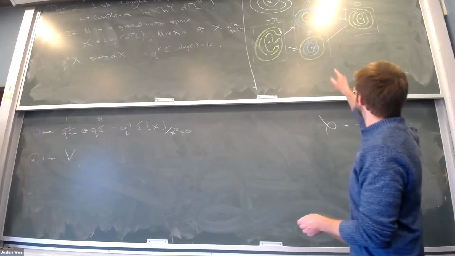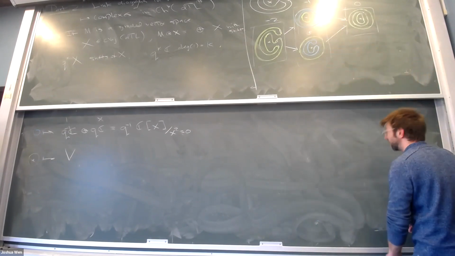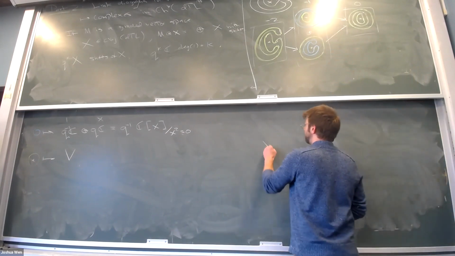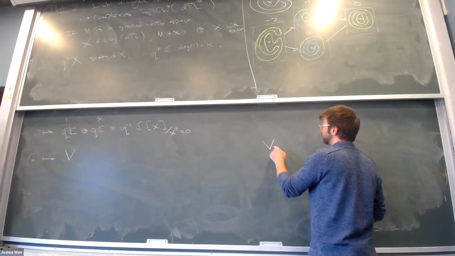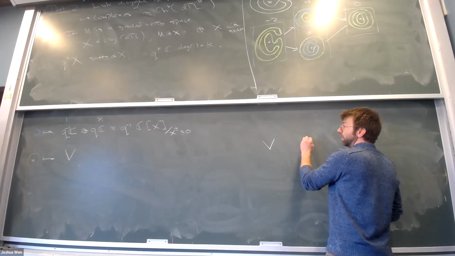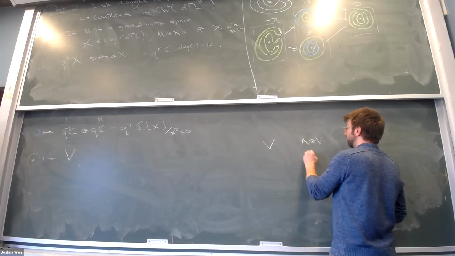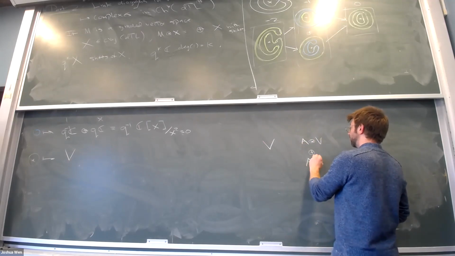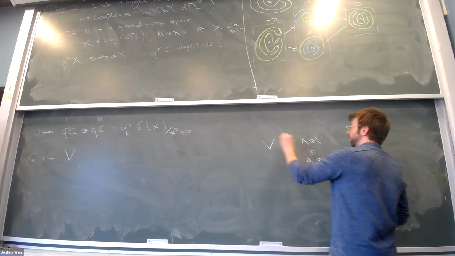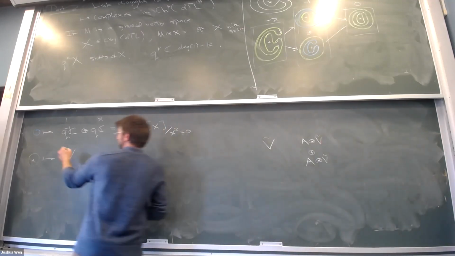So my chain complex coming from this picture is going to be V sitting in degree negative two. And then in a direct sum of stuff, I'll have A tensor B, direct sum A tensor B, maybe tilde, because I want to think of these as objects in DTL.